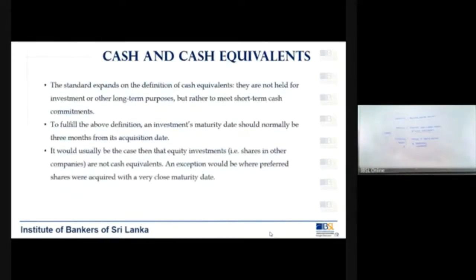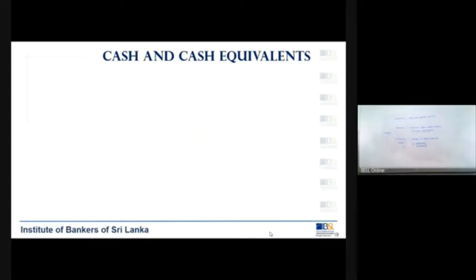I'm not going into details of these because those are just basic information. We need to see how we apply these. As I mentioned to you, when you say cash and cash equivalent, generally the maturity date of the investment should be normally 3 months from the date of investment, right?